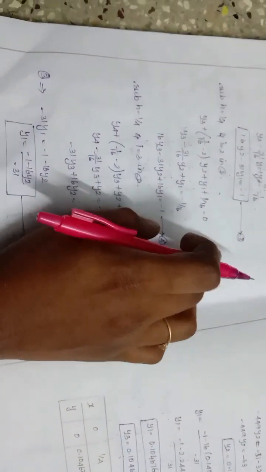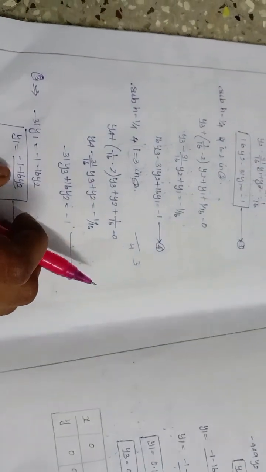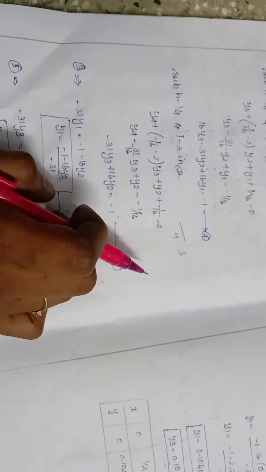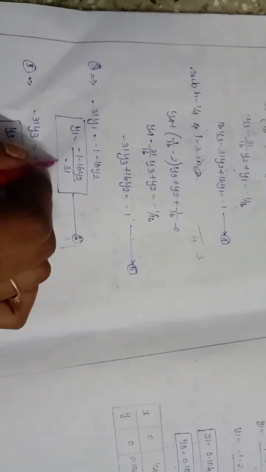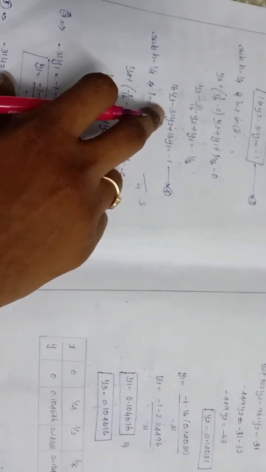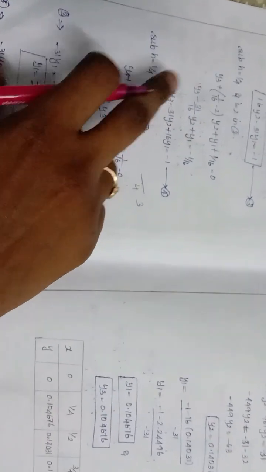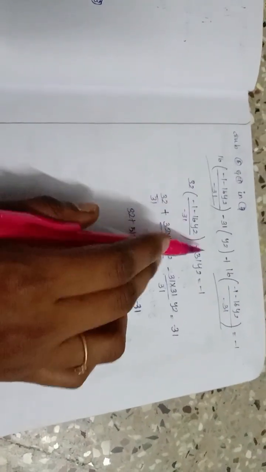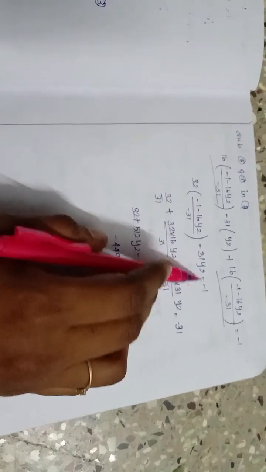From the third equation we get minus 31 y1 equals minus 1 minus 16 y2. From this we find the y1 value: y1 equals (minus 1 minus 16 y2) divided by minus 31, and from this we also get the value of y3. Substitute the values of sixth and seventh into the fourth equation, because we are changing y3 and y1 into the form of y2. If we change, we get the form like this, and since these two values are the same, we can add.